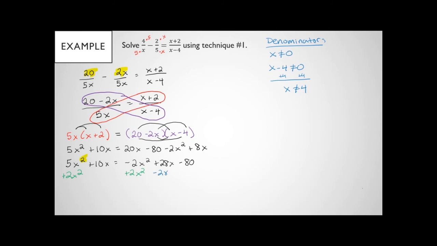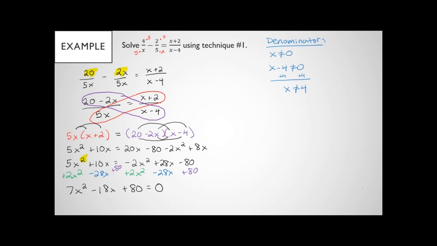I'm going to subtract the 28x from both sides. And then I'm going to add the 80 to both sides. And this will get me one side equal to 0. So 5 plus 2, I get 7x squared. 10 minus 28 is negative 18x. Then plus 80 equals 0.